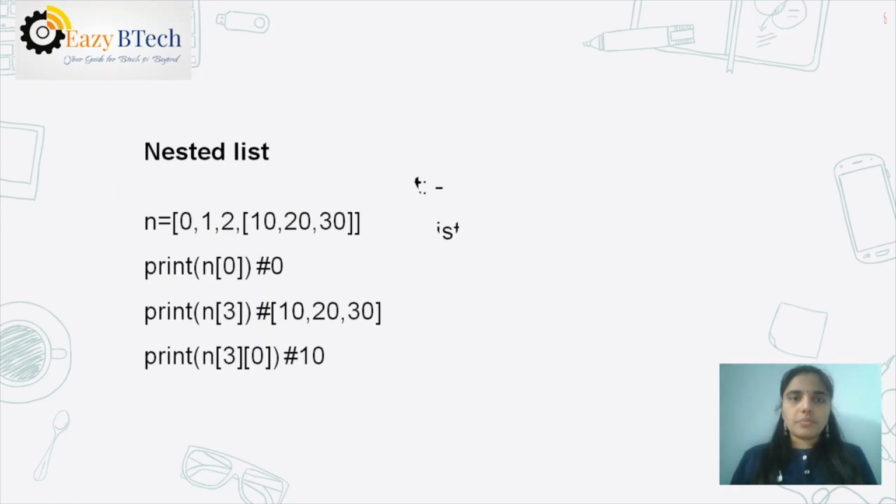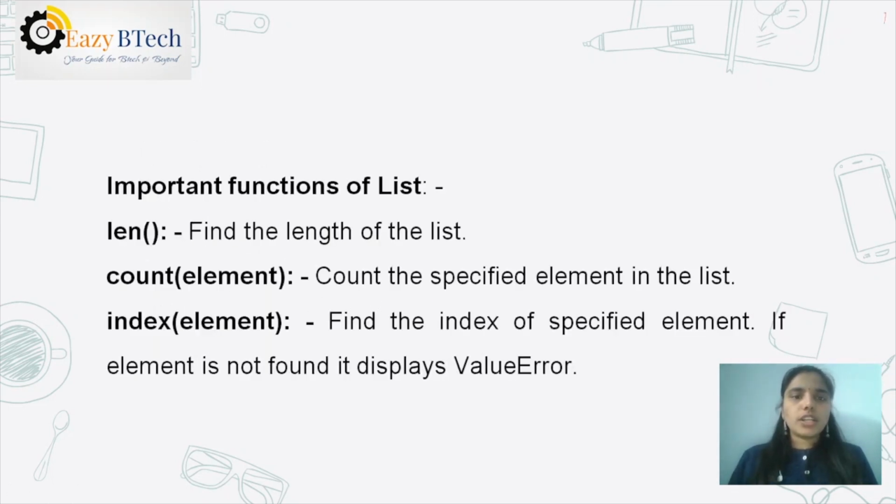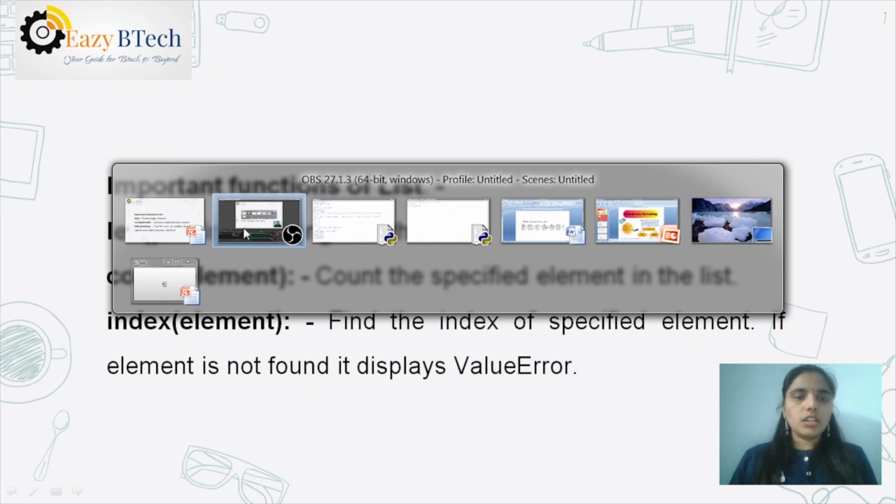The next concept is important functions of list. First, length: the length function is used to find the length of the list. Count of element: count the specified element in the list. Index of element: find the index of the specified element. If the element is not found, it displays a value error. First of all, we move on to the length function.